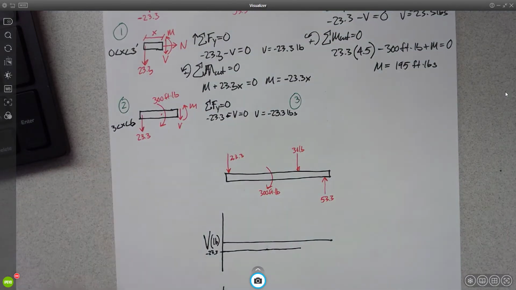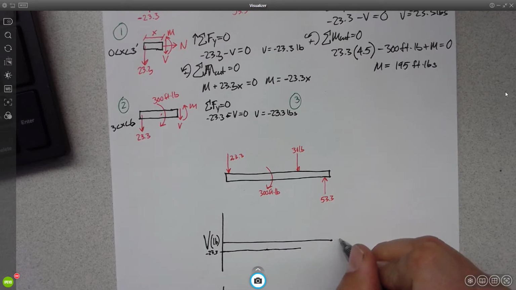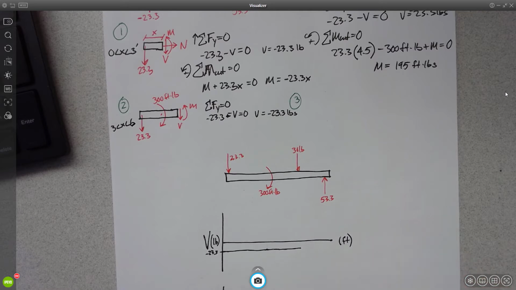So on the V graph, the x is feet, or is it distance? Yeah, this is always the distance across the beam for both of them.